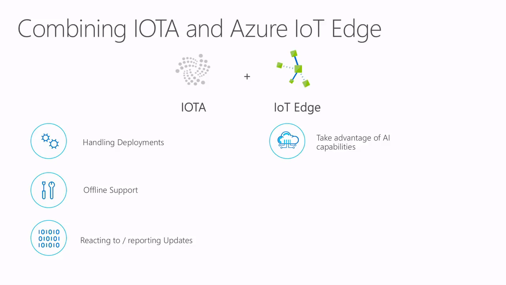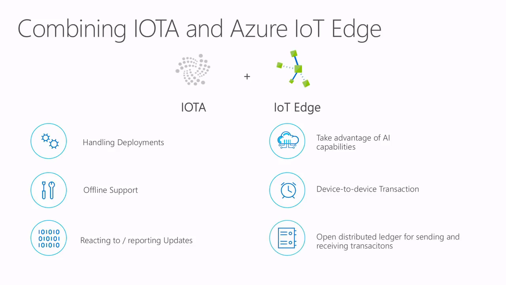We can also take advantage of artificial intelligence capabilities like Stream Analytics, which is the one I'm using in this demo, or even machine learning, like for instance predicting the weather forecast. IOTA is made for the IoT industry, and it supports device-to-device transactions, since the big vision here is the machine economy in the future. And last but not least, it's an open distributed ledger for sending and receiving transactions. So when it comes to payment and stuff like this, we definitely need an open way so that everyone can actually see what's going on here.